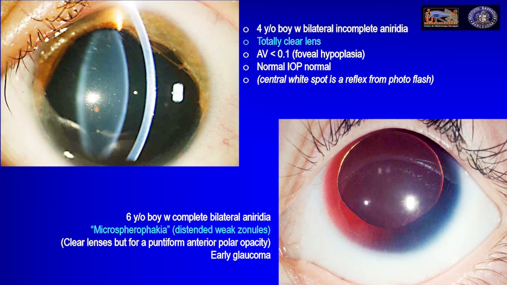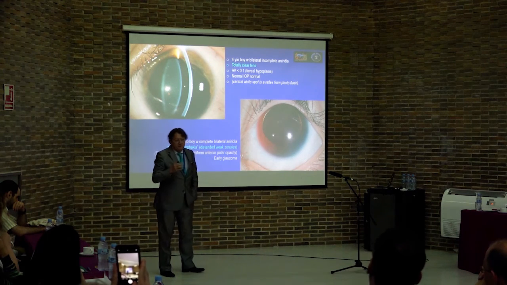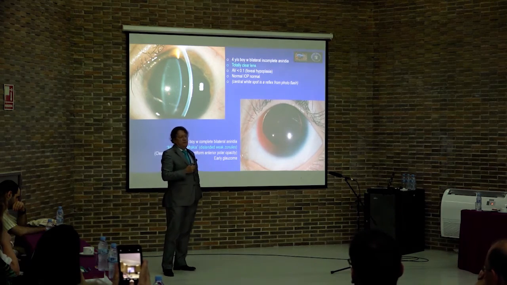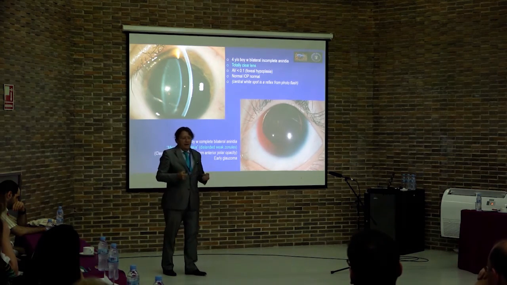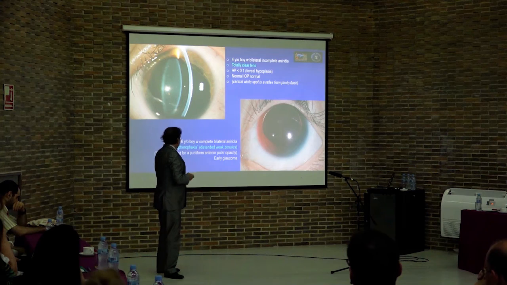And this is one case which was catalogued as microspherophakia, but again, I'm not sure, because this is a soft lens of a child. If the zonules are not pulling, the lens is going to look small.